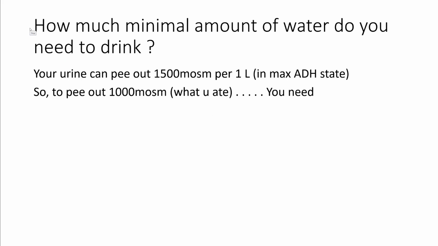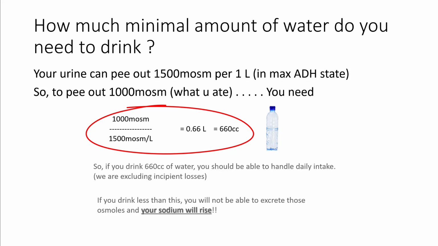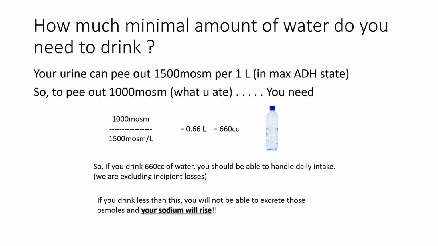So let's do some calculations. Your urine concentration was 1500 milliosmole per liter. So your urine can pee out 1500 milliosmole in 1 liter of urine. So to pee out 1000 milliosmole, that is how much you ate, you would need 1000 by 1500, that is 0.66 liters, that's 660 cc's. So if you drink 660 cc's of water, you should be able to handle this daily intake of 1000 milliosmole. We are excluding insensible losses here. If you drink less than this, you will not be able to excrete those osmoles and your sodium will start rising.